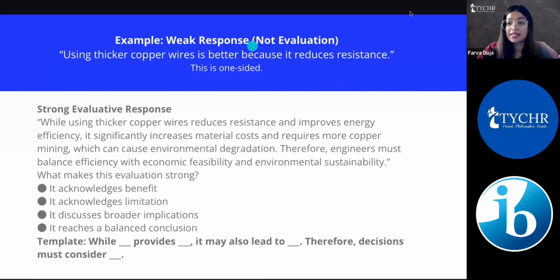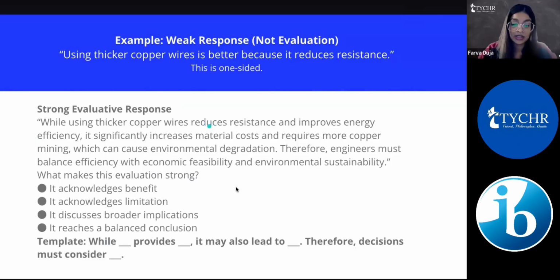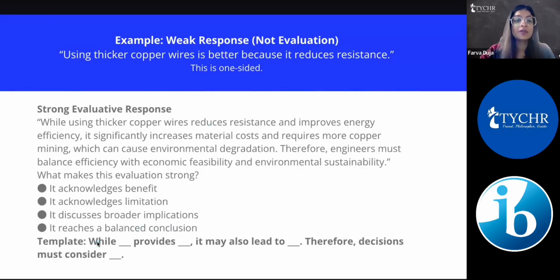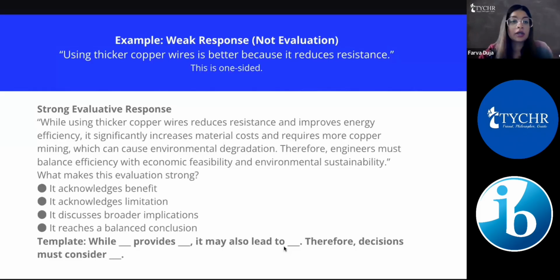Right, so here it's telling you, this is a good template, okay? You can write, while one part of the experiment, in this case using thicker copper wires, is giving you this benefit, it may also lead to blank. So here's where you write the disadvantages. So in evaluation, you start off with your advantages, but then you also compare it to the disadvantages. And then you say, so when we make a decision on which wire to use or which particular substance to use in my electrolysis for making batteries, we must consider A, B, C, because we are talking about the benefits, but we are never forgetting to mention what the limitations are.